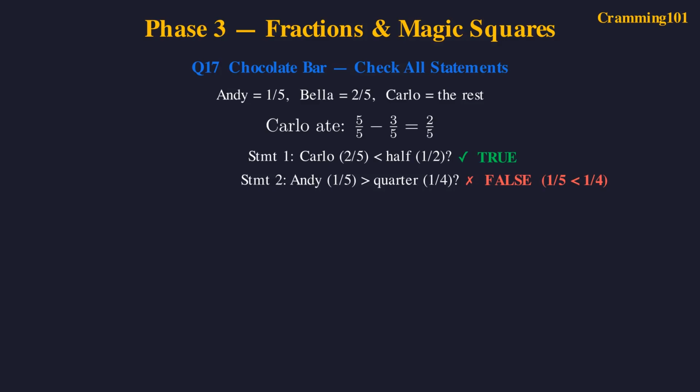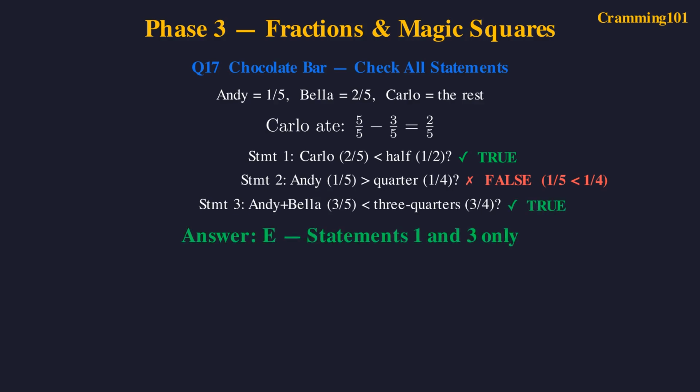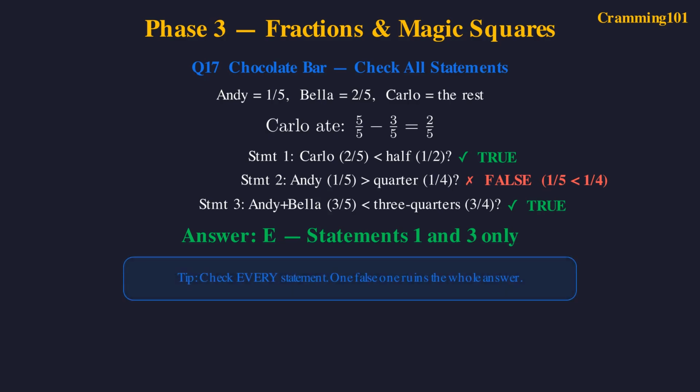Statement 3, Andy and Bella together ate less than 3/4. Andy and Bella together ate 3/5. 3/4 is larger than 3/5, so statement 3 is true. The correct statements are 1 and 3 only. The answer is E. Exam tip: when a question gives 3 statements, check every single one. Do not guess early. One sneaky false statement can ruin the answer.